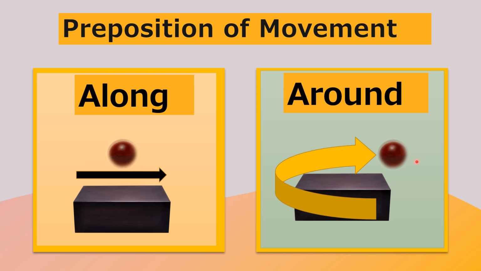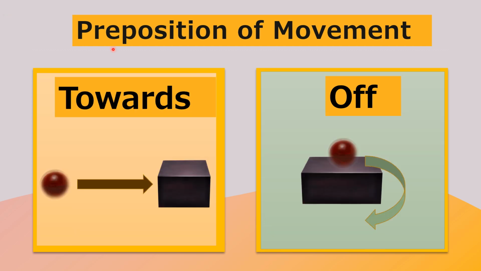Around means something moving around the circumference, or in a circular movement, of any other object. As we can see, this is a box and the ball is moving in a circular movement around the box. Then we will say around. The ball is moving around the box.